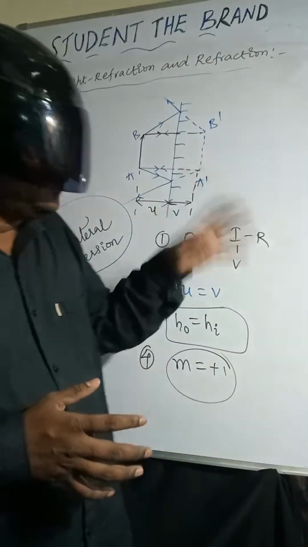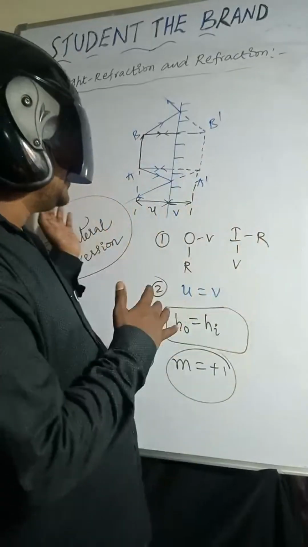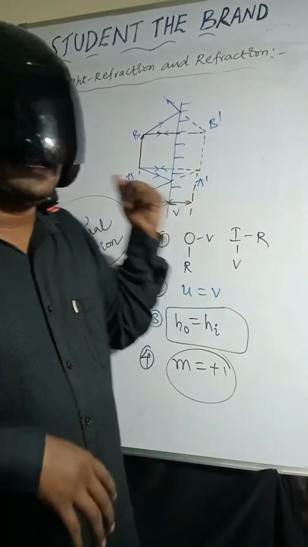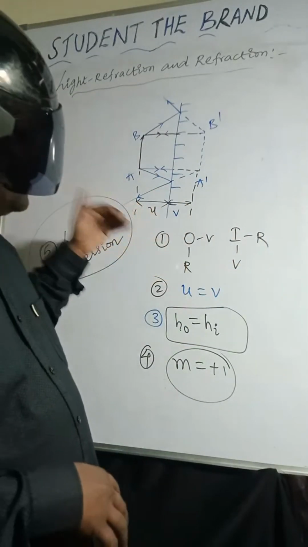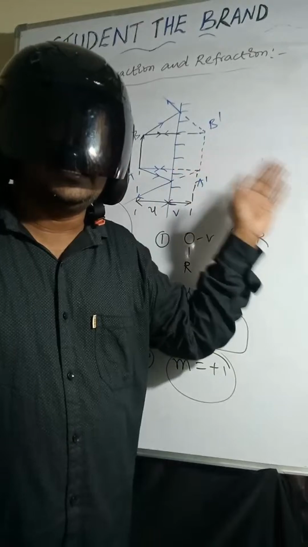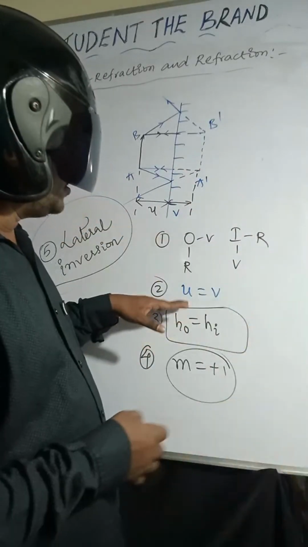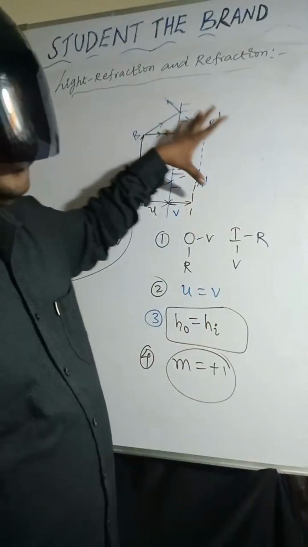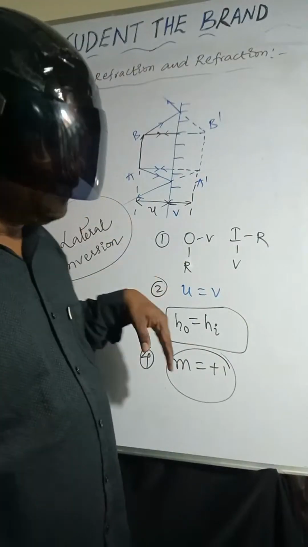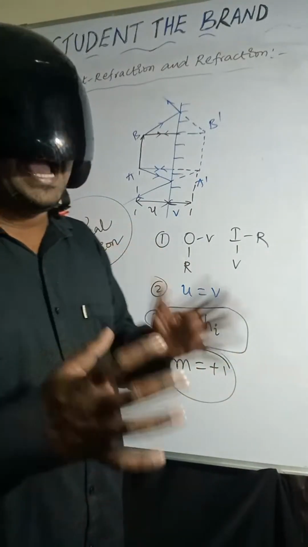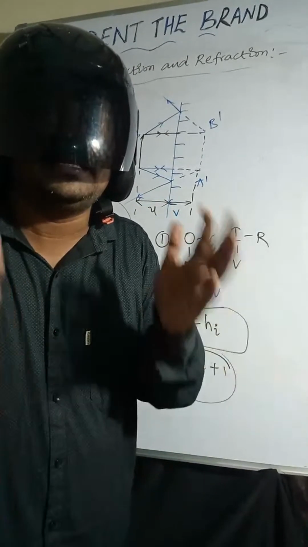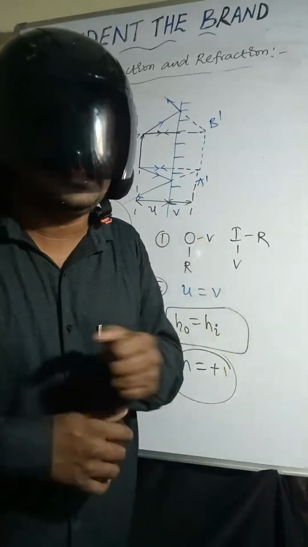Once again, if the object is real, image is virtual. Object is virtual, image is real. And coming to the second point, object distance is equal to image distance. Coming to the third point, height of the object is equal to height of the image. And coming to the fourth one, magnification of the plane mirror is plus 1.